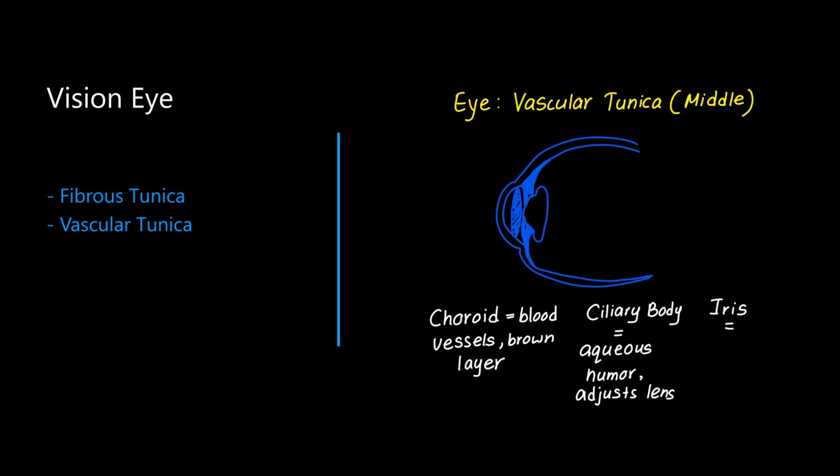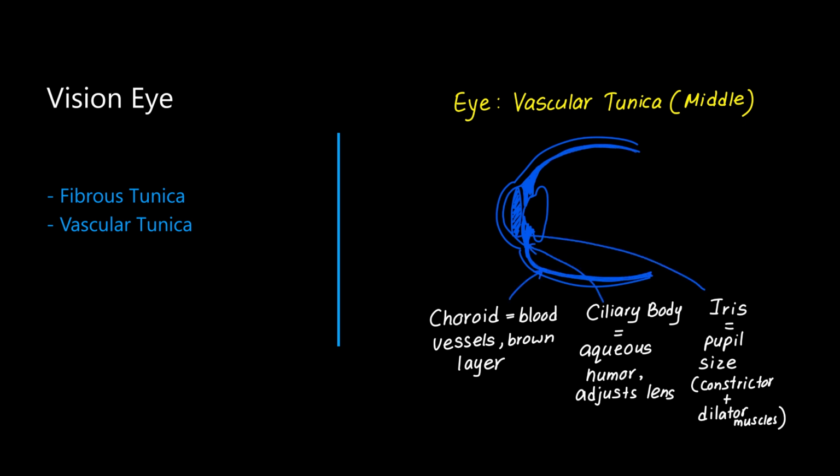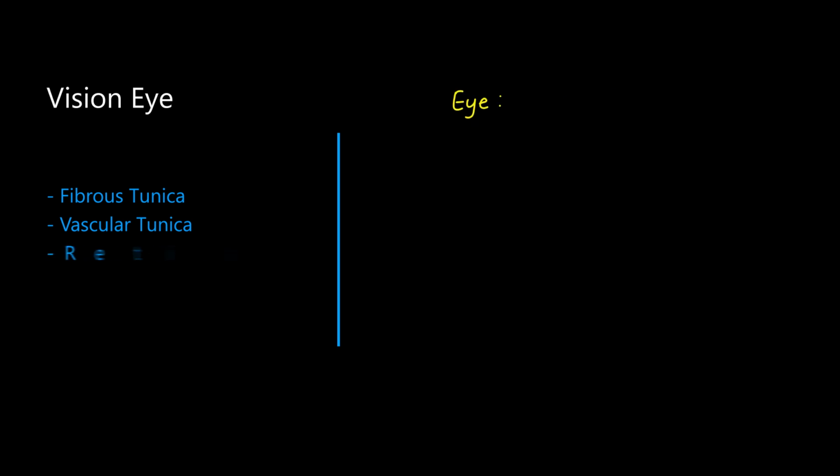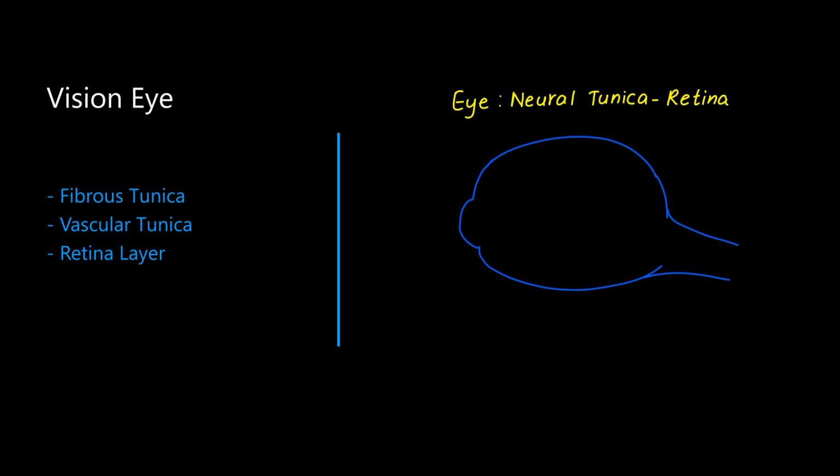The iris is the coloured part with 2 rings of smooth muscle that control pupil diameter. The constrictor muscle shrinks the pupil and the dilator muscle widens it. The innermost neural tunica is the retina. It contains 10 layers of cells, including the photoreceptors that actually detect light.